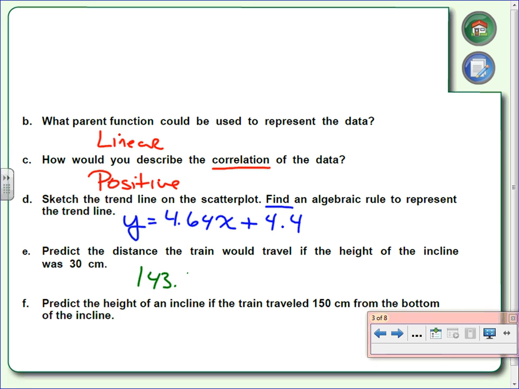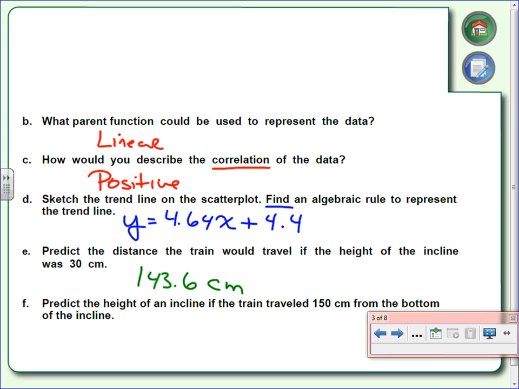143.6. So if we had to take a guess here, we would guess that that train would travel 143.6 centimeters if we were to raise the height of the incline to 30 centimeters. Now, does that mean it's going to be exactly that amount? No, not necessarily. But it gives us a ballpark figure. That's about as close as we can get there.